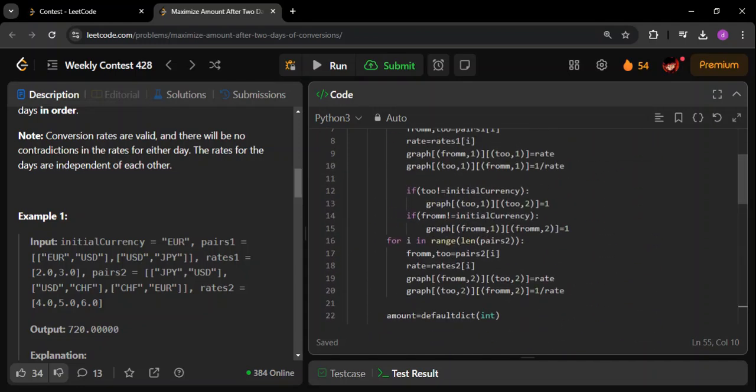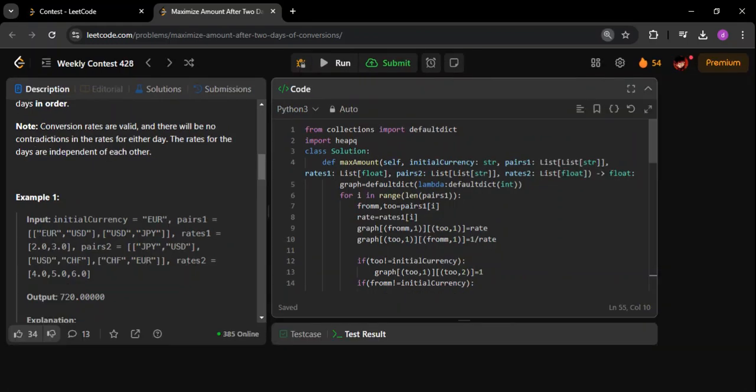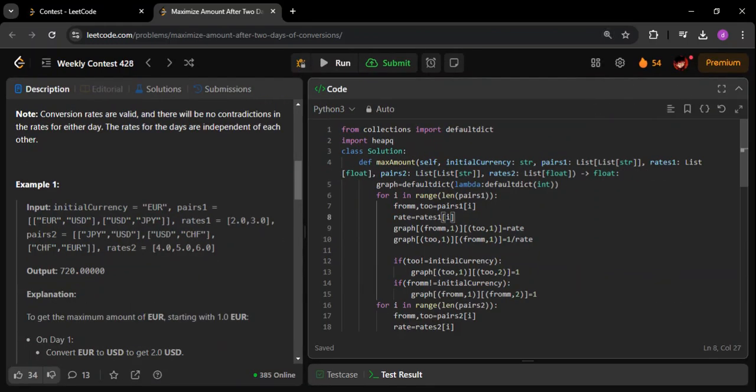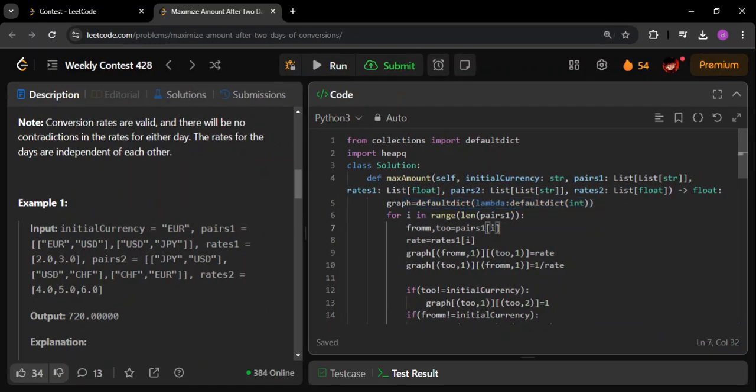Okay, let's quickly begin the solution now. First of all, it's about how to get the graph. Let us see here. So I'm declaring a graph. Graph in the sense that it will store the node and the corresponding edges.